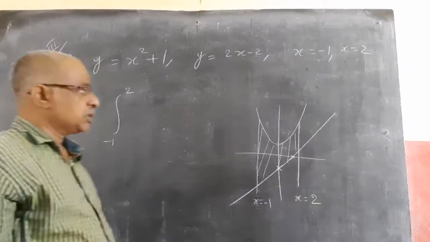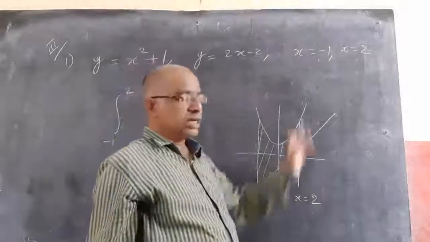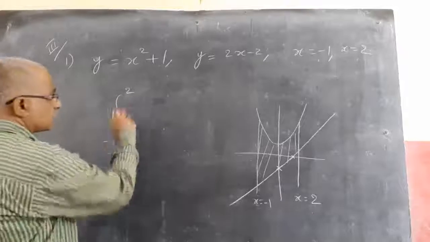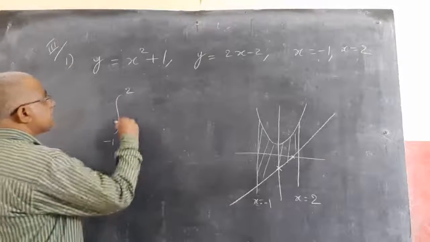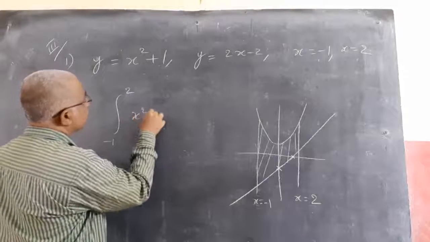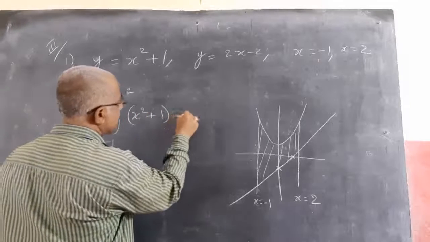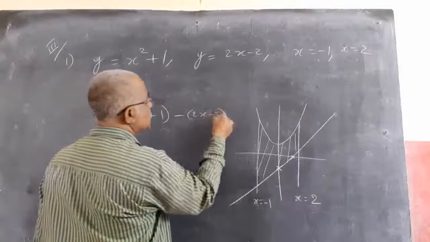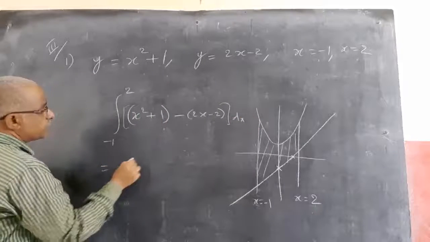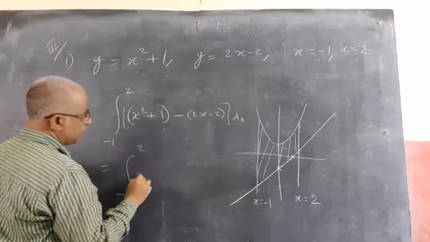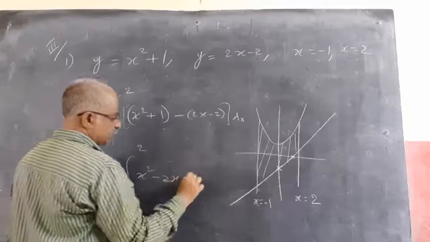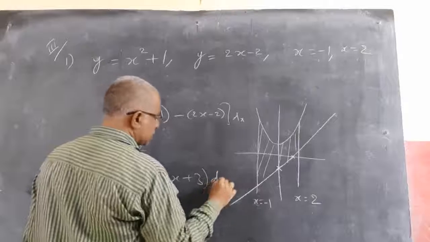f(x) is continuous from minus infinity to plus infinity, and g(x) is also continuous from R to R. So between the limits minus 1 to 2, upper curve x square plus 1 minus g(x), g(x) is 2x minus 2, dx. If you simplify, minus 1 to 2, x square minus 2x plus 1 plus 2, that is plus 3, whole dx.